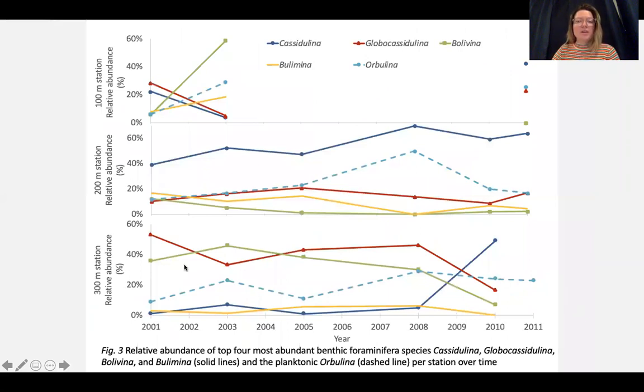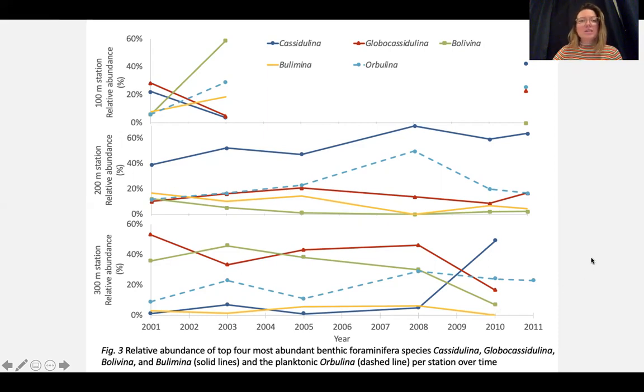Now we're looking at the relative abundance of those top 4 benthic foraminifera, as well as the planktonic Orbulina in the dashed line. We don't really have that much research or data for the 100 meter station. So we're mostly looking at these bottom 2, but we can really see that there is kind of a stable community composition over all the years, with Cibicidoides being relatively in high abundance in the 200 meter stations, and Globo-cassidulina and Bolivina being really in high relative abundance in that 300 meter station.